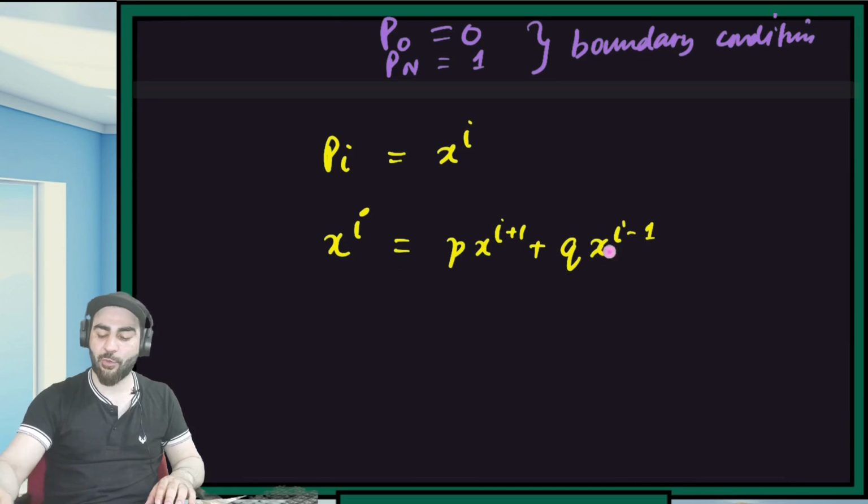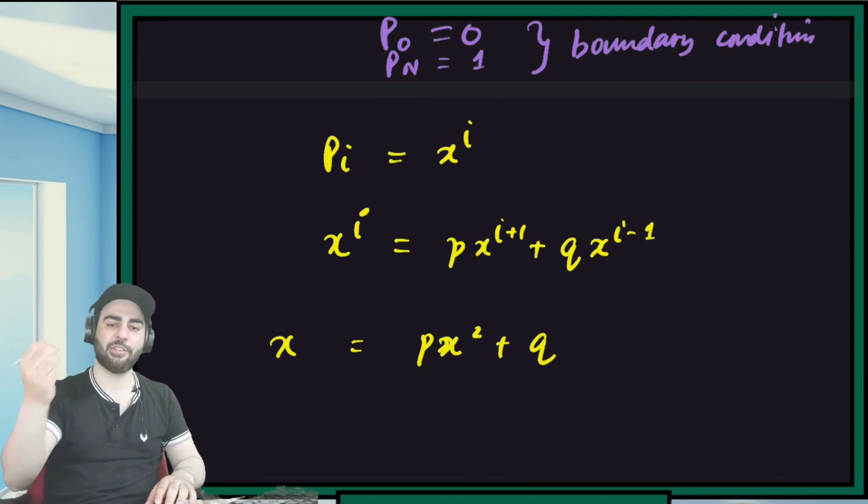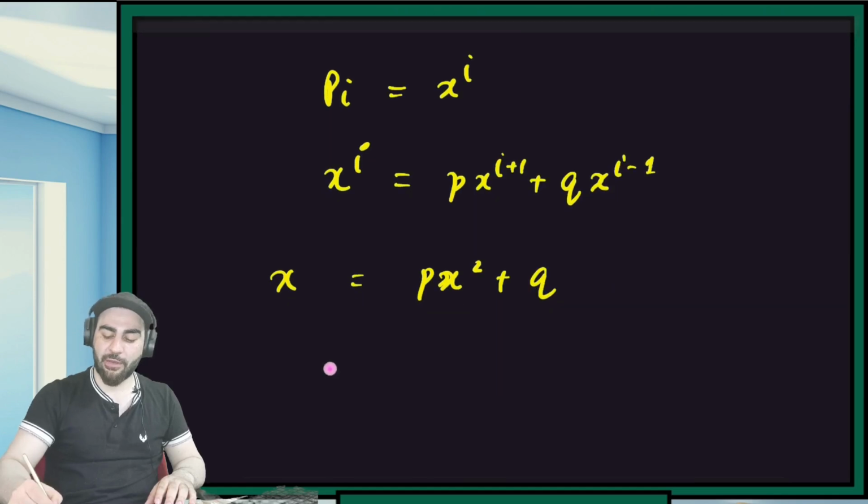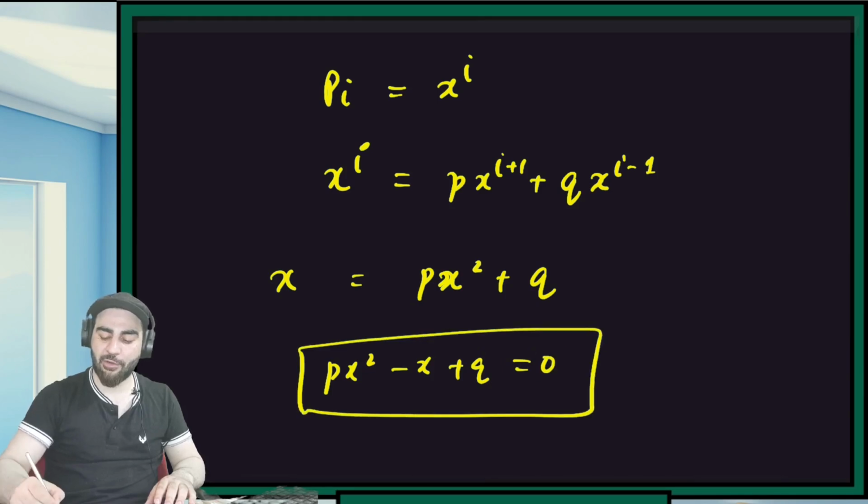If I put i is equal to 1, okay, I could have used the boundary condition, but I'll use boundary conditions later. So this will be x is equal to P x square plus Q, because anything raised to the power 0 is 1. So the equation now becomes P x square minus x plus Q is equal to 0, something of this sort. I now have a quadratic.